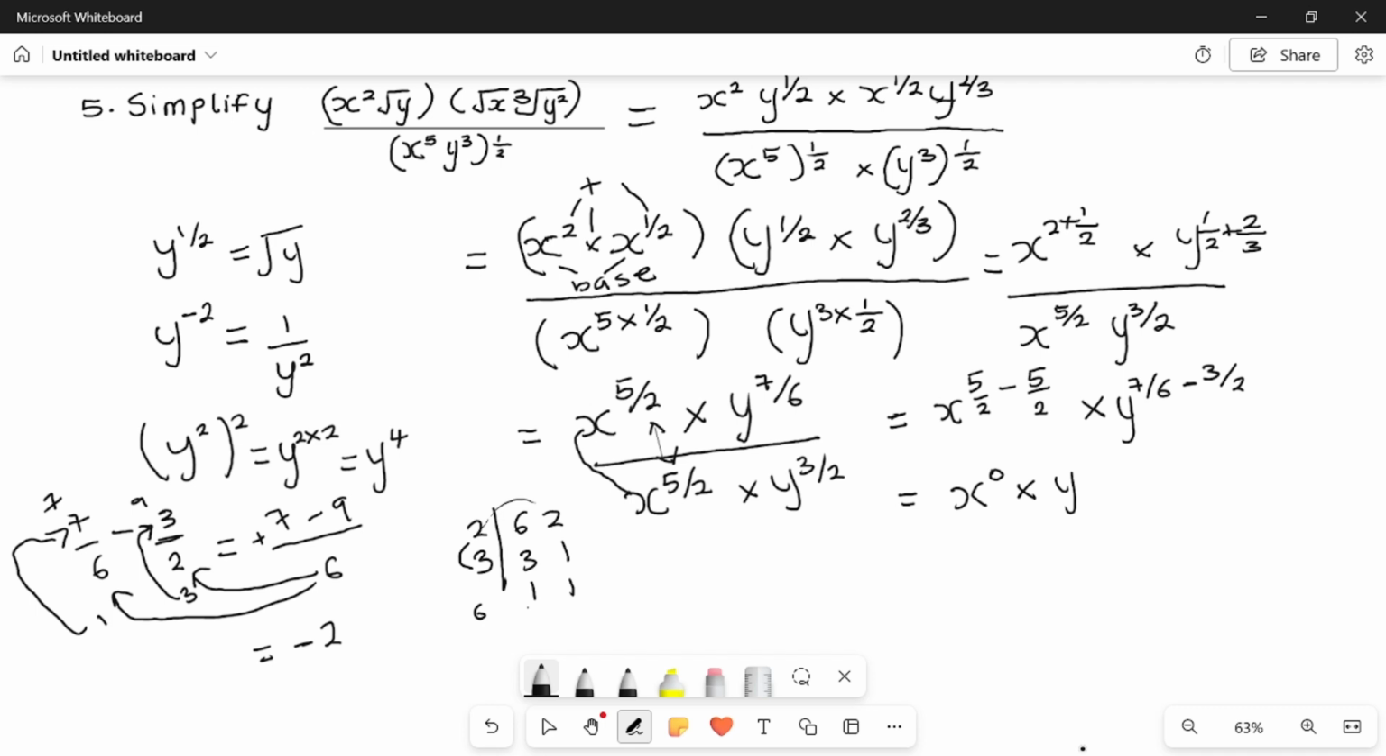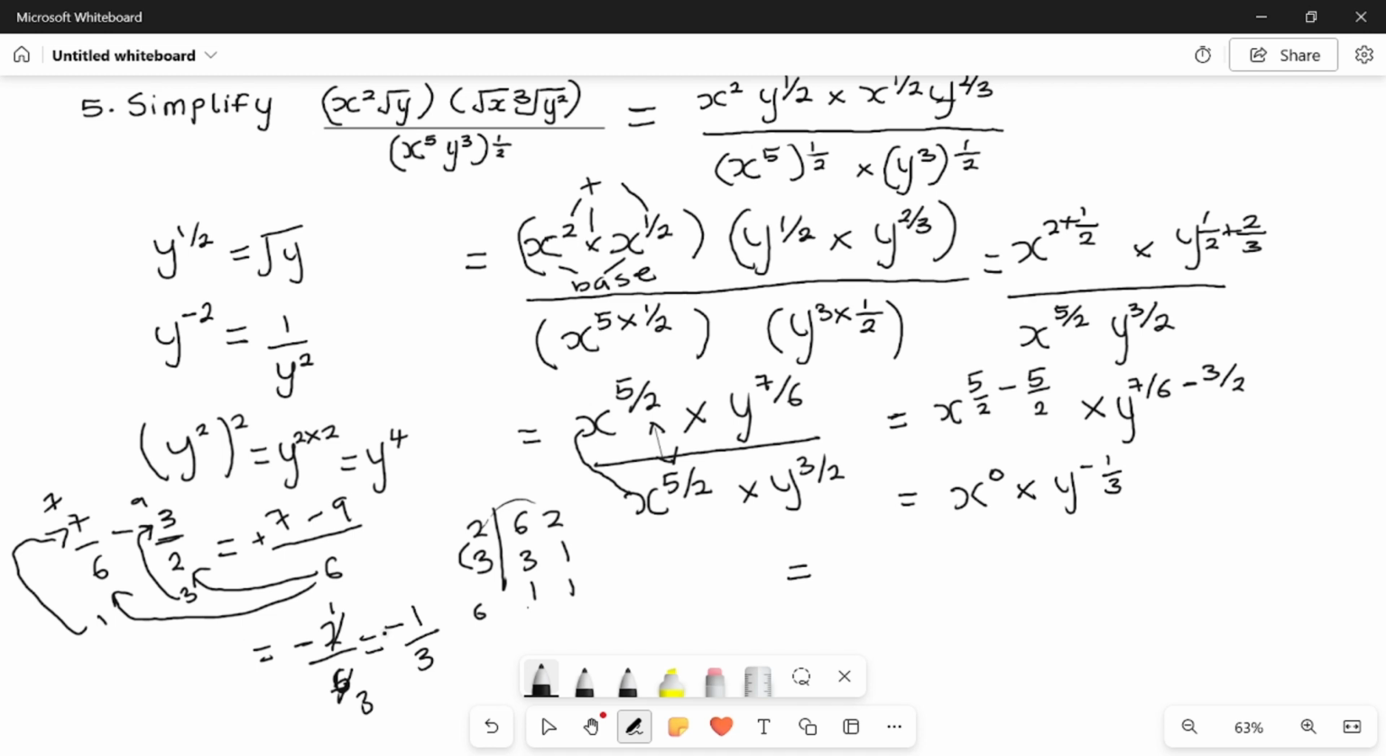That's why we have minus 2 here, all over the denominator 6. That's 6 here. So if you cancel out, we'll now have minus 1 over 3, because 2 can go in here, 2 can go in here to get 3, 2 can go in here to get 1. So we'll now have y raised to power minus 1 over 3.